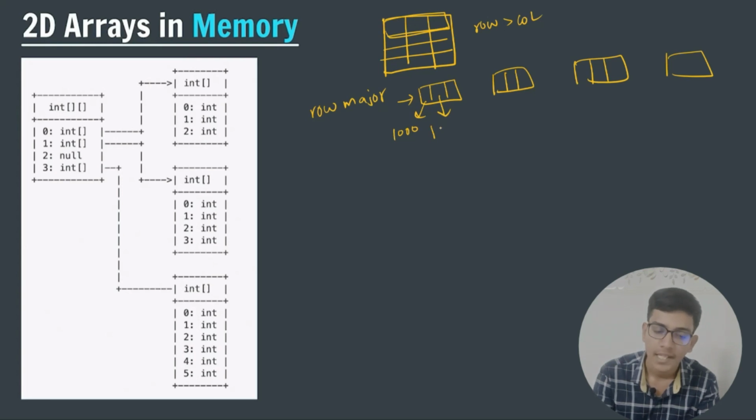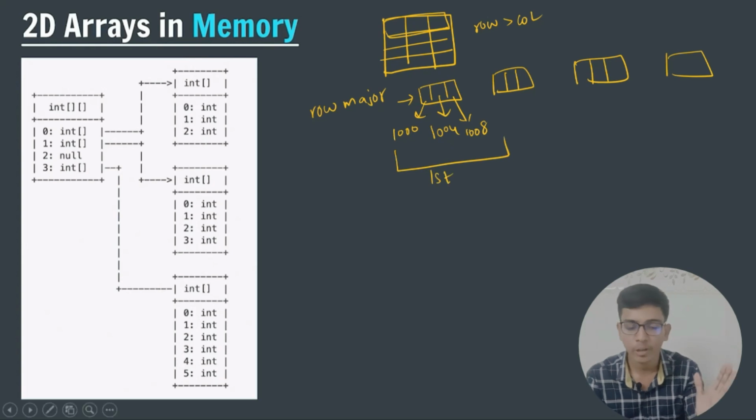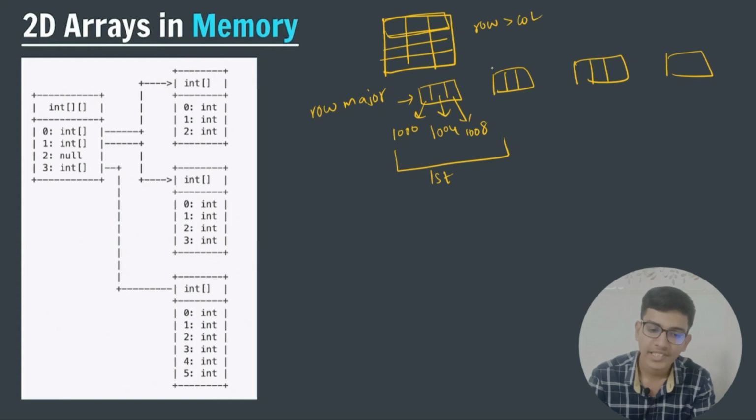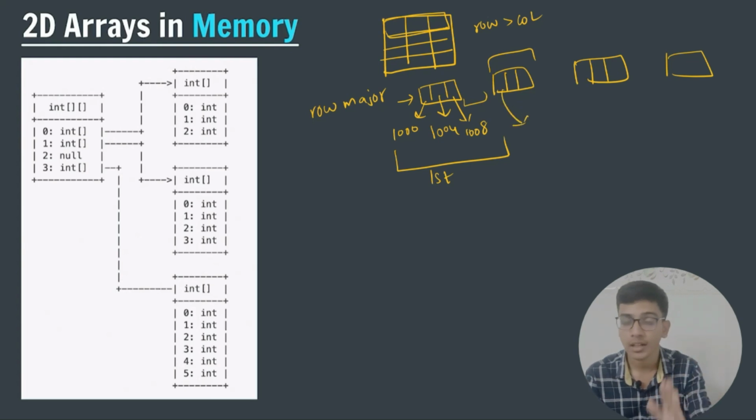After 4 bytes, the second element will take place. So 1004, after it 1008. So this is how the first row address will take place. So in continuous manner, for the first row, memory allocation takes place. For the second row, there might be some gap, there might be some garbage space. After that, the second row need not be in the same order.